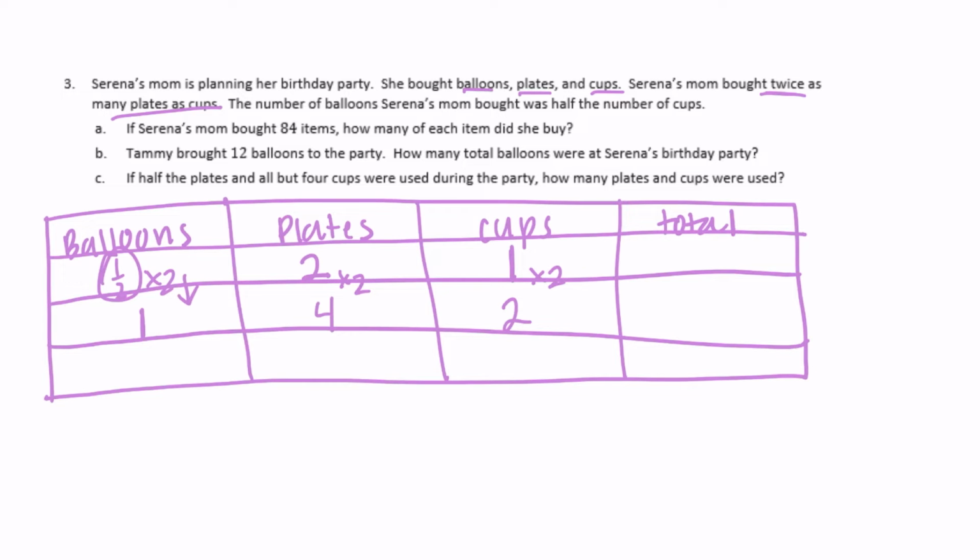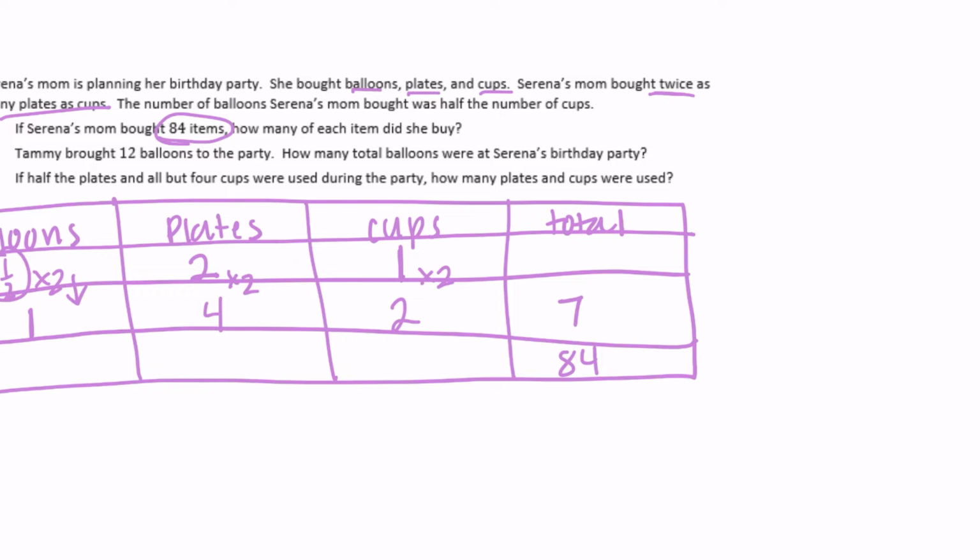So our total will be 1 plus 4 is 5 plus 2 is 7. Okay, now we know that she bought a total of 84 items. So our total here is going to be 84. So let's figure out how many, if we took 84 and split it into the 7 equal pieces, what we would have.